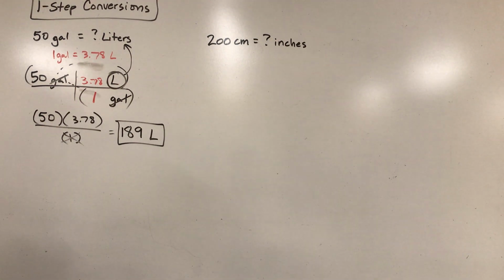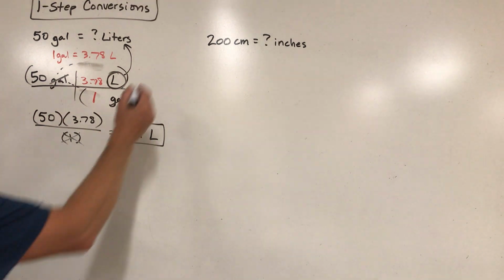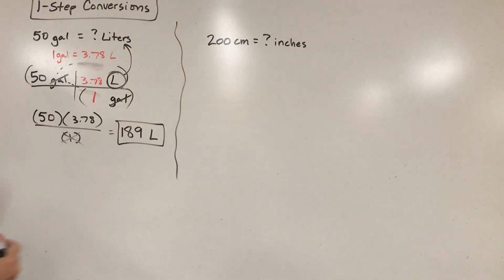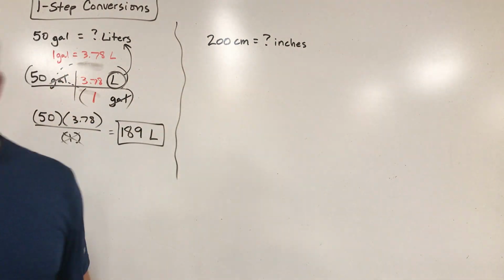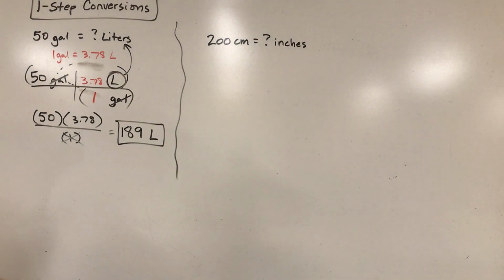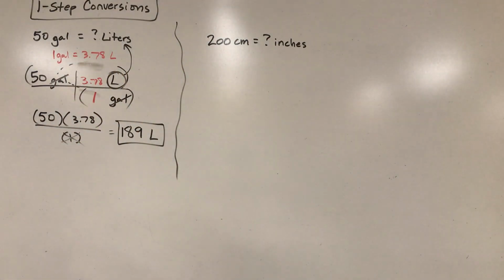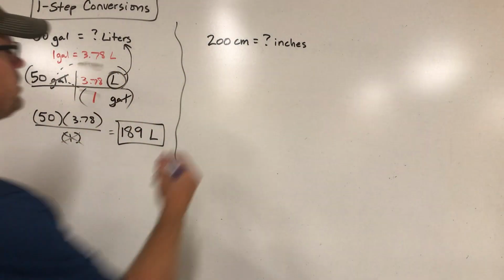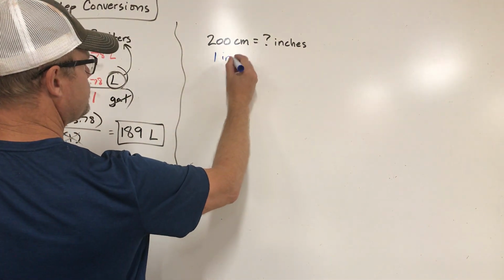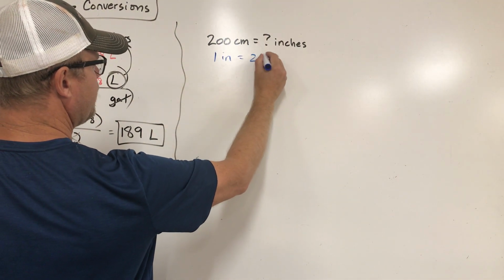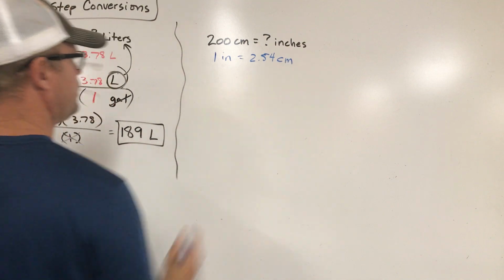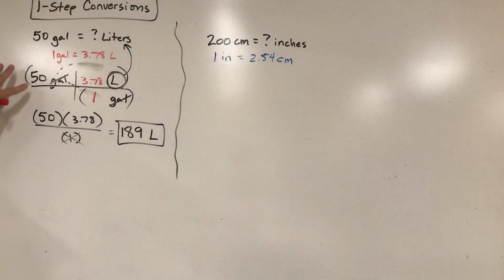Okay, so let's take a look at the problem right next to it and just see if we can apply the same principles, even though it might look just a little bit different. All right, so I'm going to look for centimeters and inches on my conversion factor sheet, and there happens to be right over here a single conversion factor that gets me from inches to centimeters. It says 1 inch equals 2.54 centimeters.